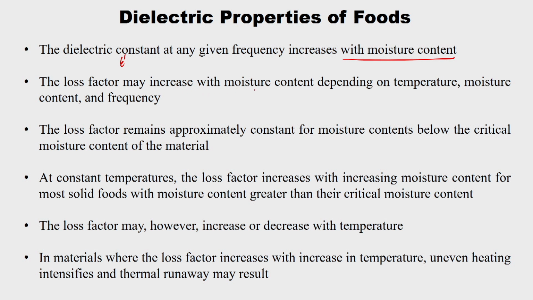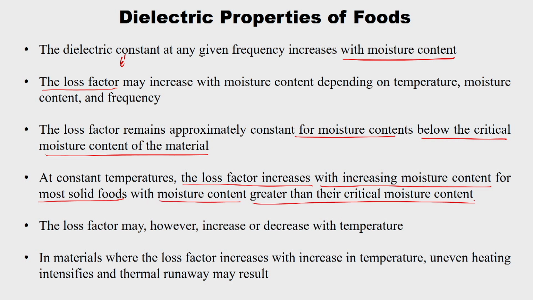The loss factor may increase with the moisture content depending on the temperature, moisture content and frequency. So, to absorb I need a water molecule. For the loss factor, there may be a loss or absorbed energy converted into heat. So, I cannot directly relate the loss factor with the temperature, but it may increase or it may decrease with the temperature. The loss factor remains approximately constant for moisture contents below the critical moisture content of the material. At constant temperatures, the loss factor increases with increasing moisture content for most solid foods with moisture content greater than their critical moisture content.